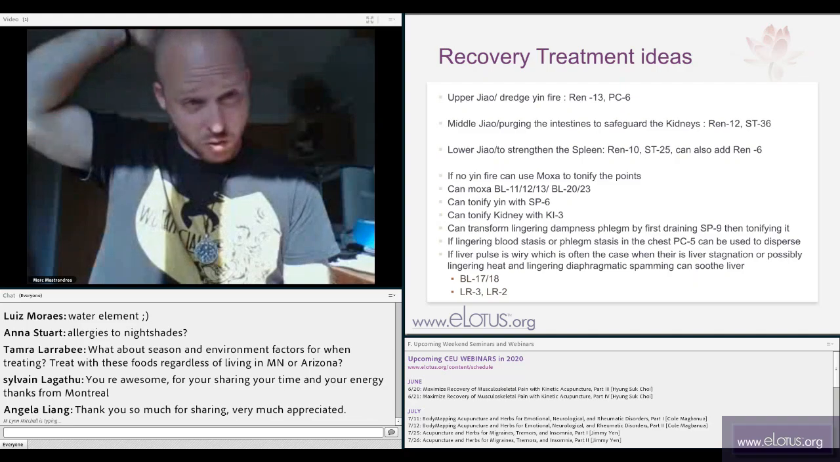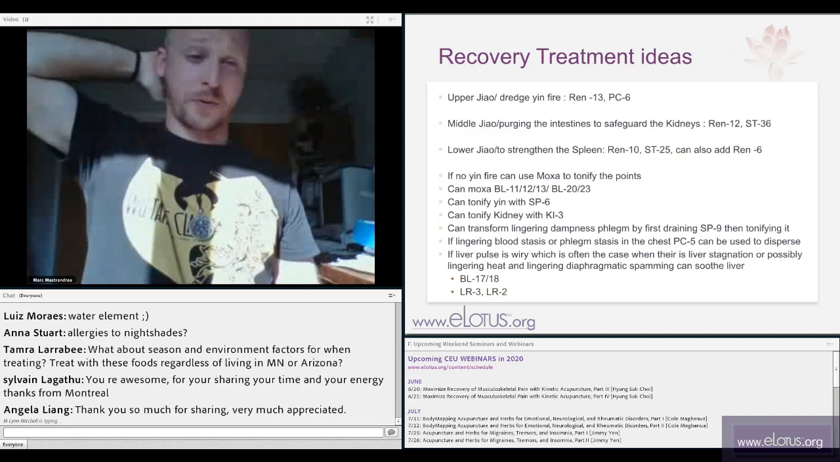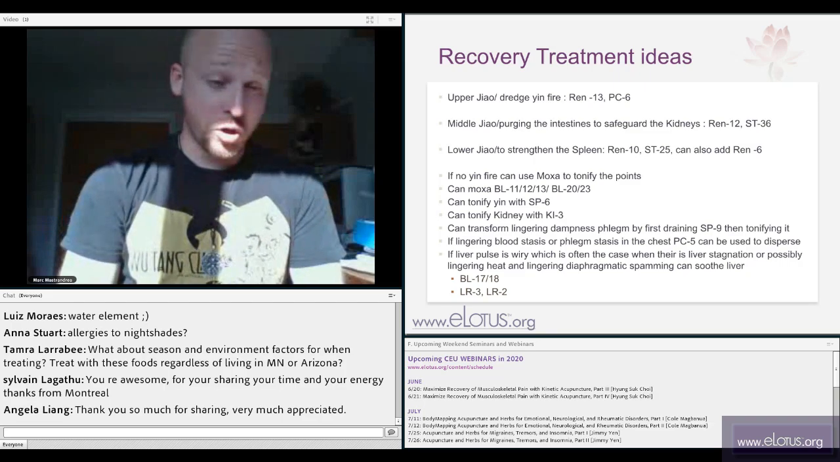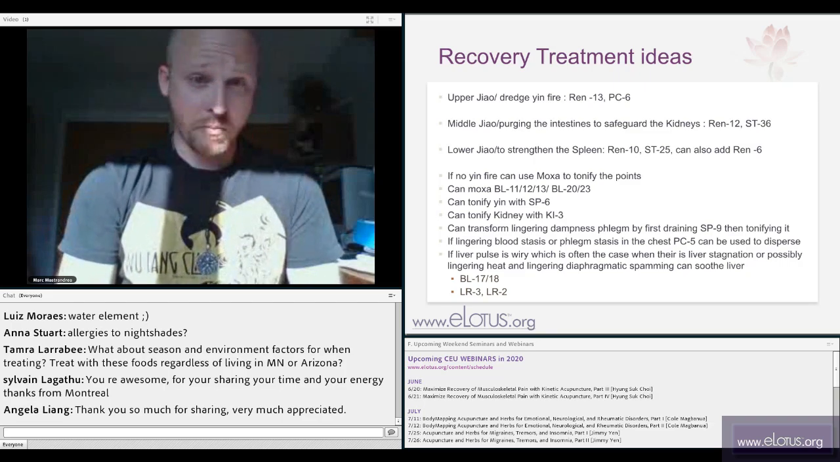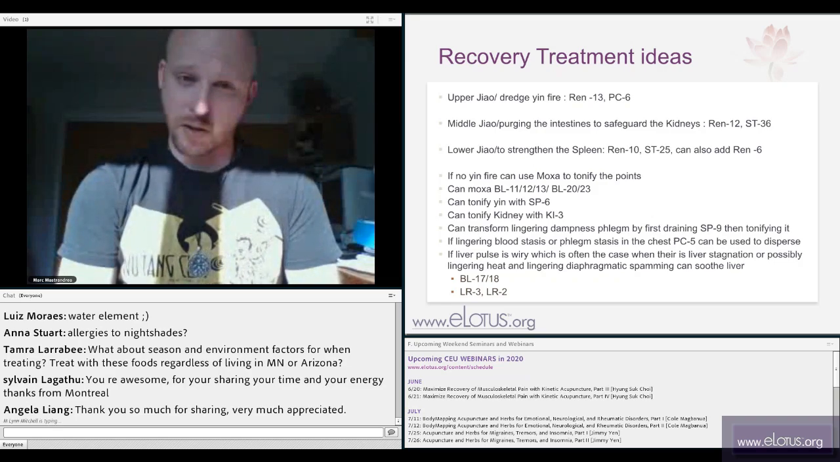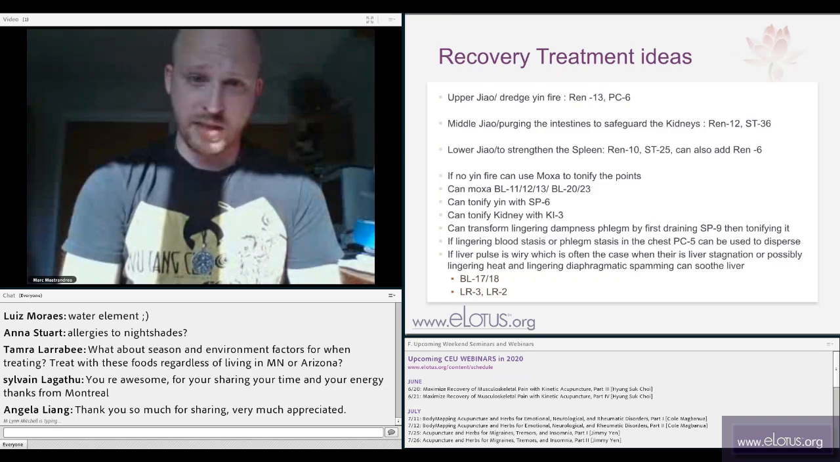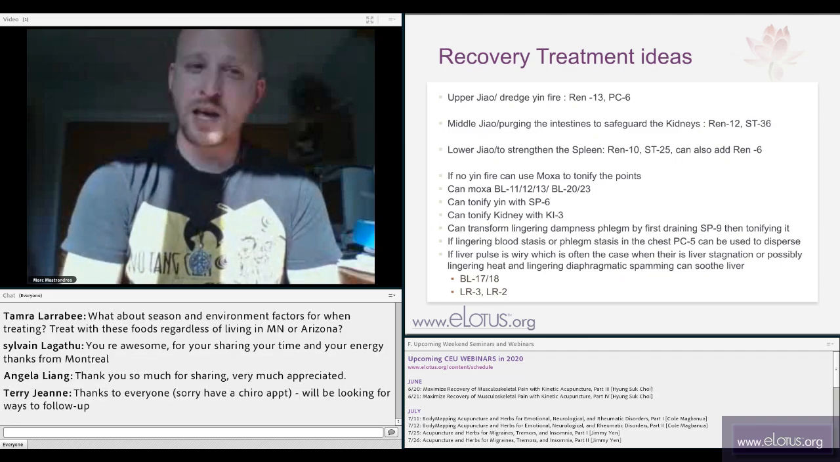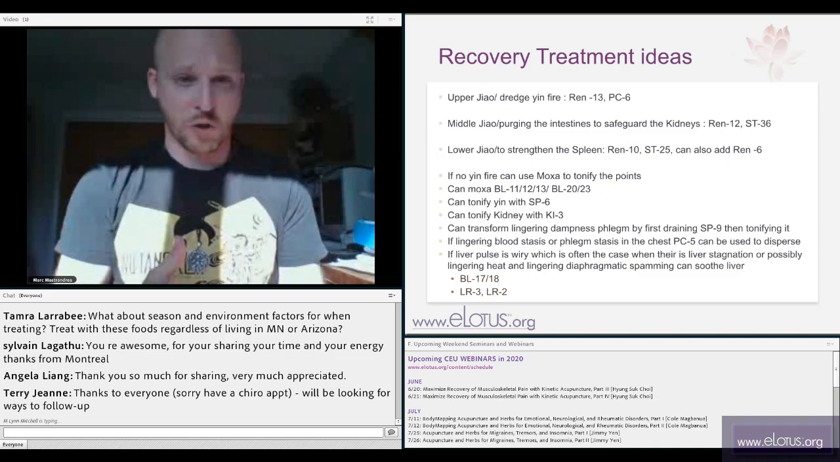This one comes from an old school acupuncture treatment. The upper jiao, if you want to dredge in fire: Ren 13, PC6. Middle jiao for purging the intestines and safeguarding and strengthening the kidneys: Ren 12, Stomach 36. Lower jiao to strengthen the spleen: Ren 10, Stomach 25. You could also add Ren 6 to strengthen the kidneys and to help strengthen the spleen.